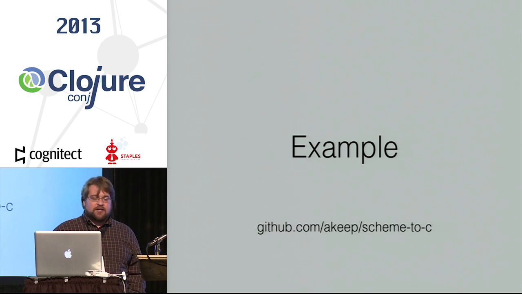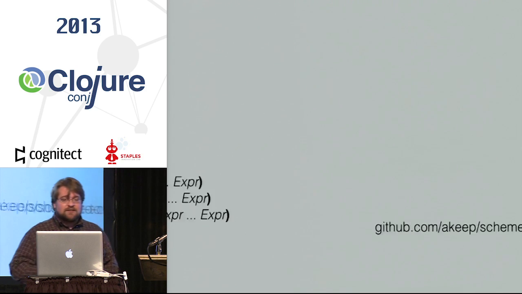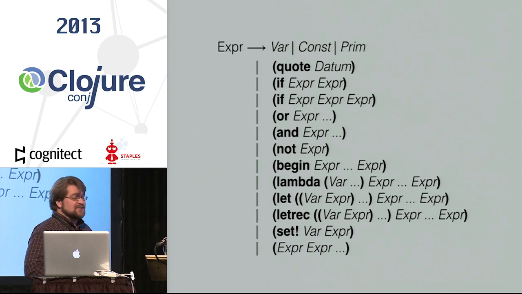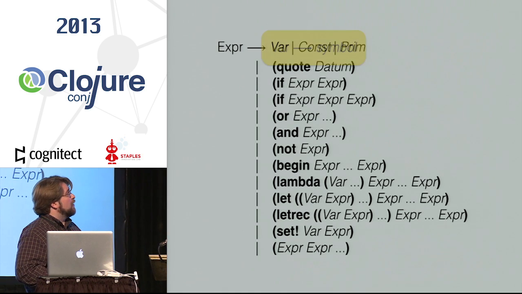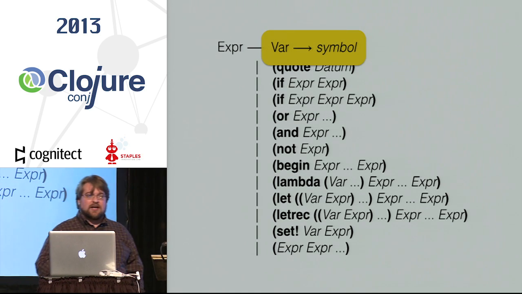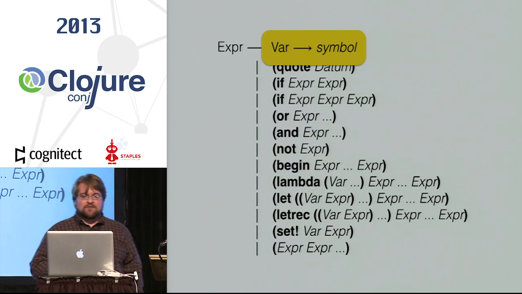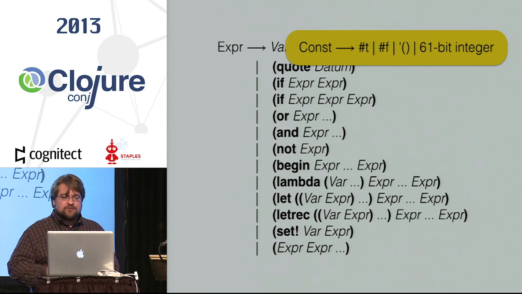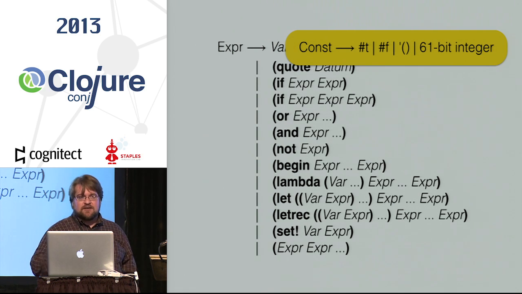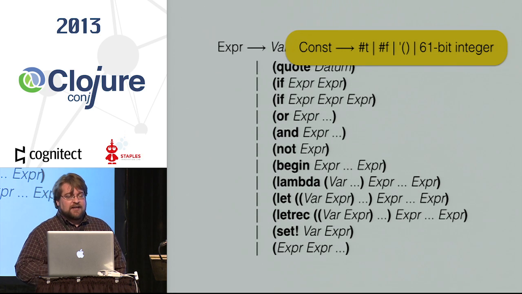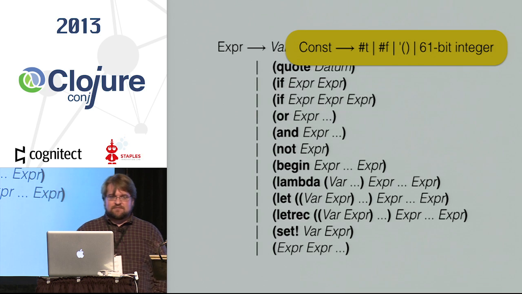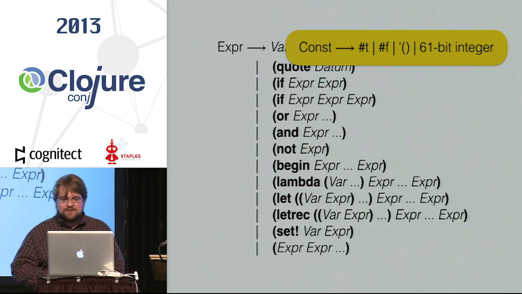And we're also going to compile a subset of Scheme. Just some parts of Scheme here. We're going to represent our variables as symbols. Not surprising, this is how we represent them in Scheme as well. We're going to have a handful of constants: true, #t, false, #f, nil or null, and 61-bit integers. And I'll tell you why 61-bit signed integers in a few minutes.